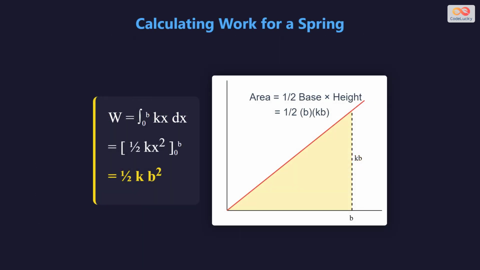To find the work done in stretching a spring, we integrate kx using the power rule for integration. This gives us 1/2 kx squared. Visually, this is just the area of the triangle formed by the force graph.